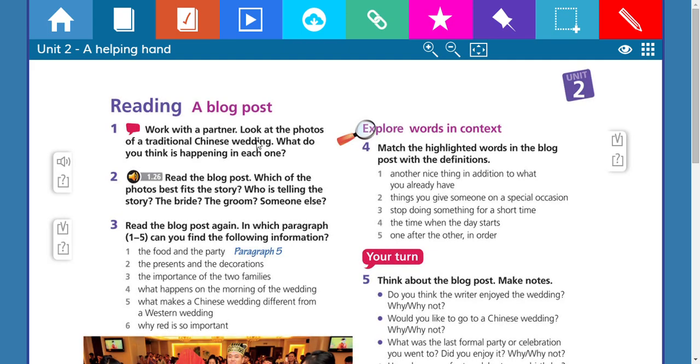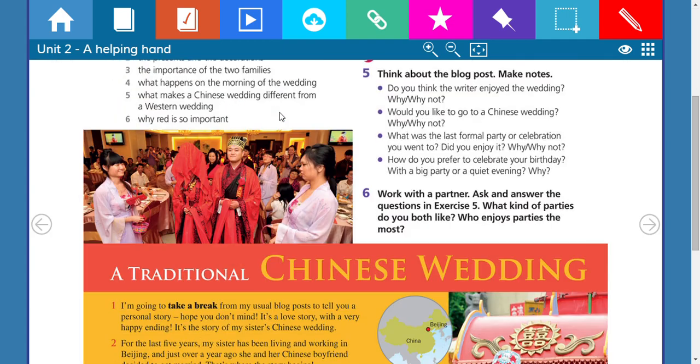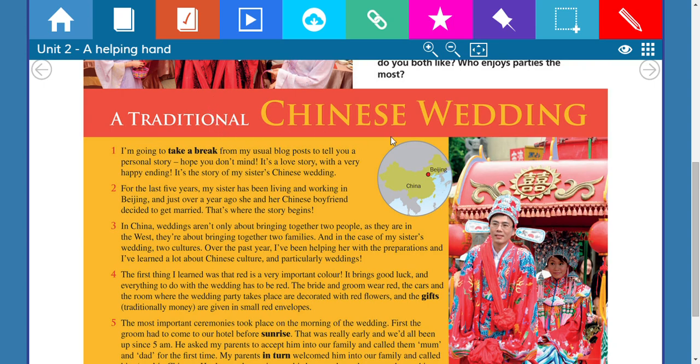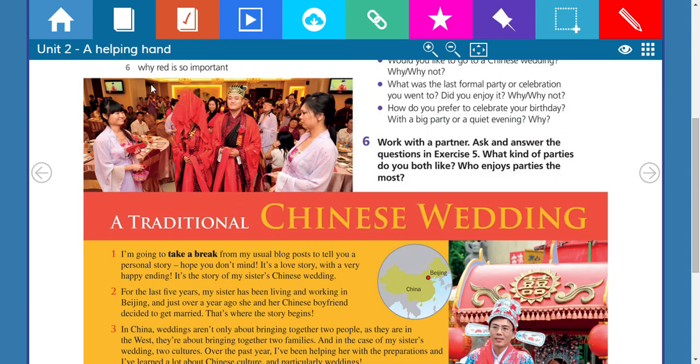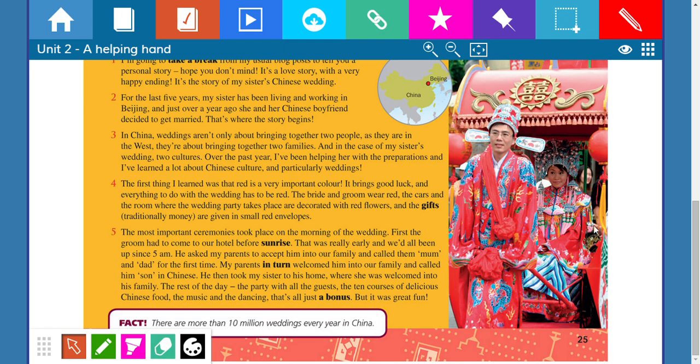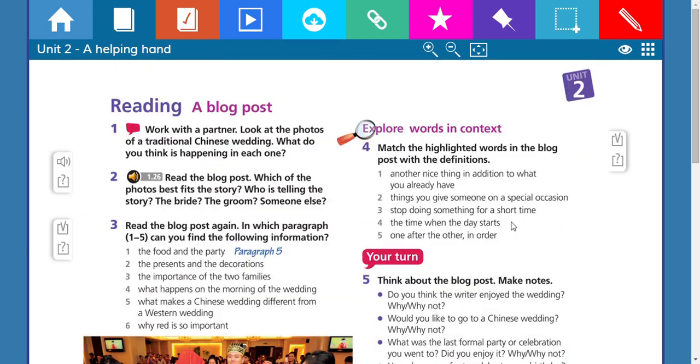Okay. In this part we have a reading, a blog post. It's about another wedding. It says a traditional Chinese wedding. Look at this. There are two pictures, and the couple is dressed in red. Also here there is another picture. A traditional Chinese wedding.